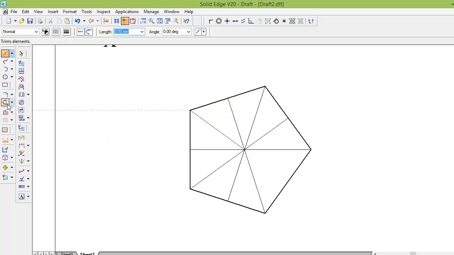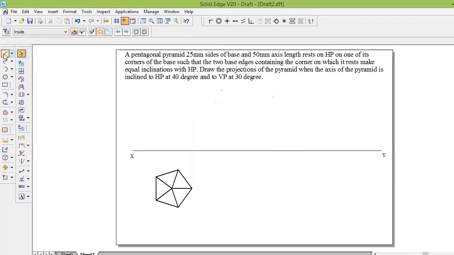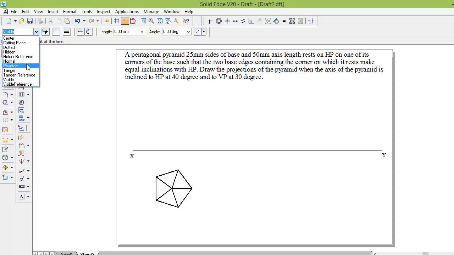Okay, so go to trim command. From the corner, don't trim. Okay, these are the 5 edges. So select these points. I have to make it visible for the pyramid. So the pentagonal pyramid looks like this when you see from the top side. So go to line again, make it normal, draw projection lines now.